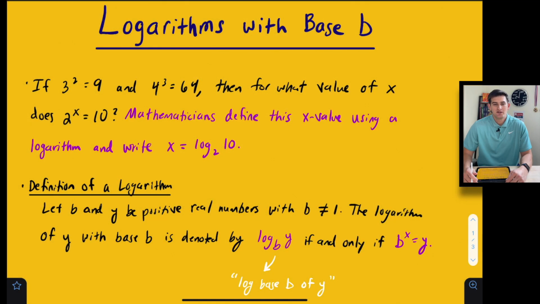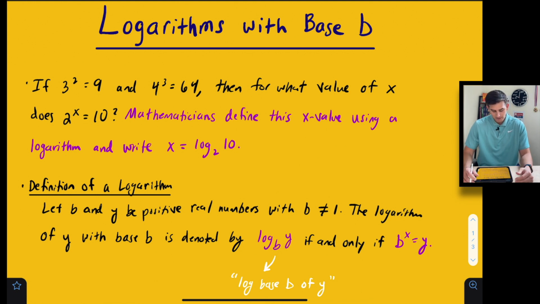Hello everyone, in this video we're going to talk about logarithms with base b. So just think, for example, if we had 3 squared is equal to 9, right? We know that. We know 4 cubed is equal to 64. So then we could ask this question, for what value of x does 2 to the x power equal 10? So mathematicians define this x value using a logarithm, and we would write it like this. x is equal to log base 2 of 10.